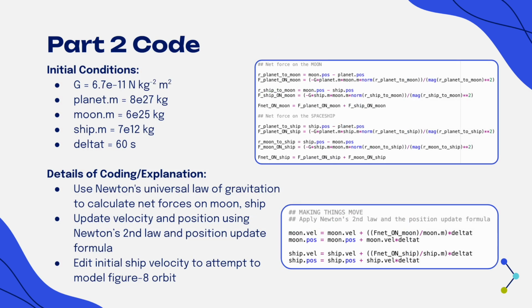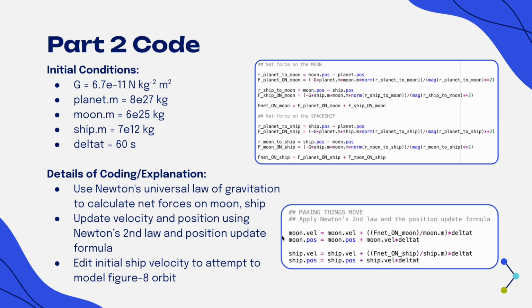For the second part of the code, the goal is to attempt to model a figure-8 orbit for a ship. To do this, you first use Newton's universal law of gravitation to calculate the net force on the moon and the ship. So for instance, that's finding the net force of the planet on the moon, the force of the ship on the moon, and then finding the net force on the moon, and doing the same thing for the spaceship to model the motion. After that, you update the velocity and you update the position, as shown here, of both objects.